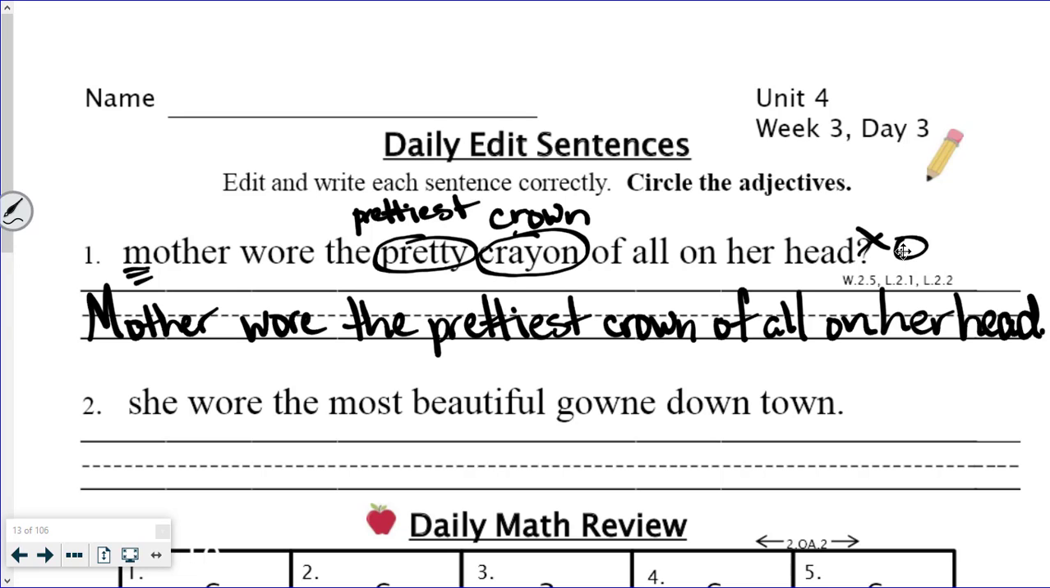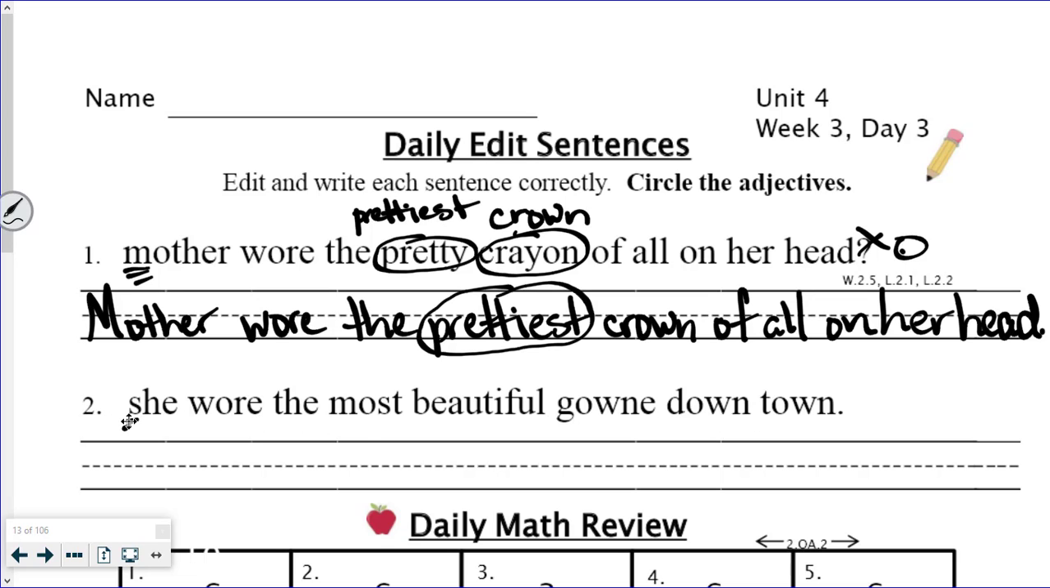All right, we got number 1 looking good. So now we need to find the adjectives. So prettiest describes the crown on her head. So that's an adjective. Number 2, she wore the most beautiful gown downtown.